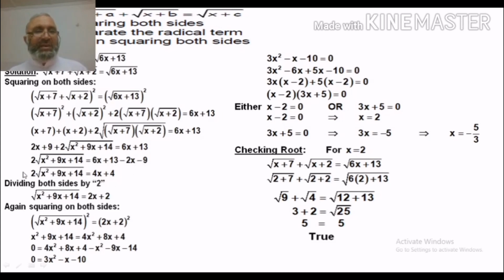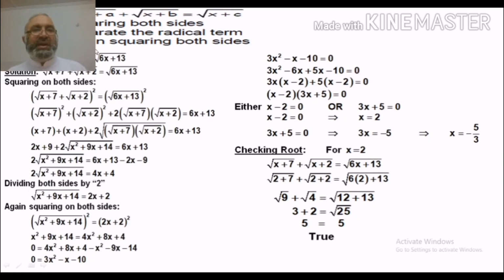Again 2 is common to the whole equation. So dividing the whole equation by 2 on both sides, 2 cancels with 2, we get square root of x square plus 9x plus 14 is equal to, on the right, 4x plus 4 divided by 2 becomes 2x plus 2.